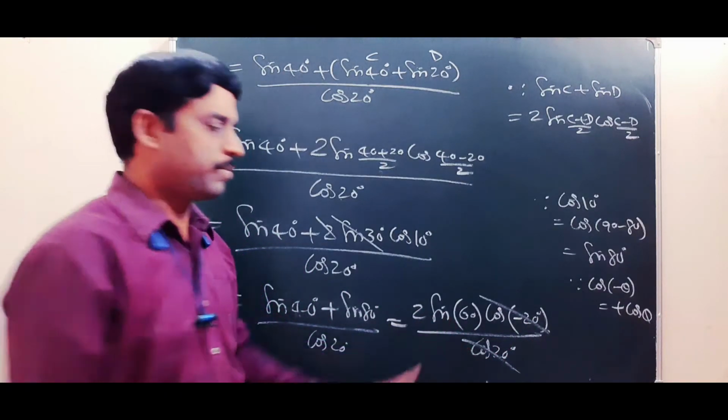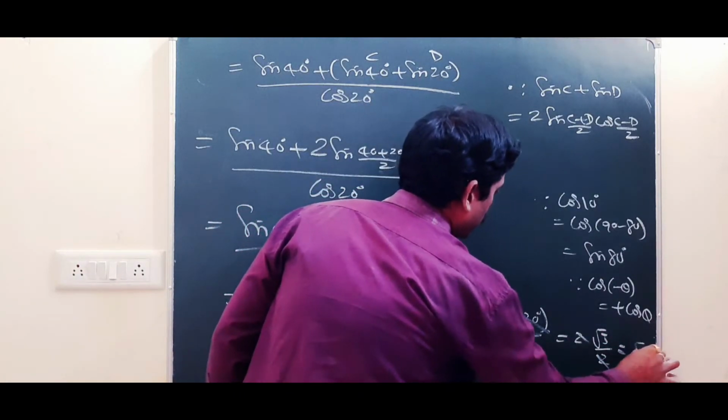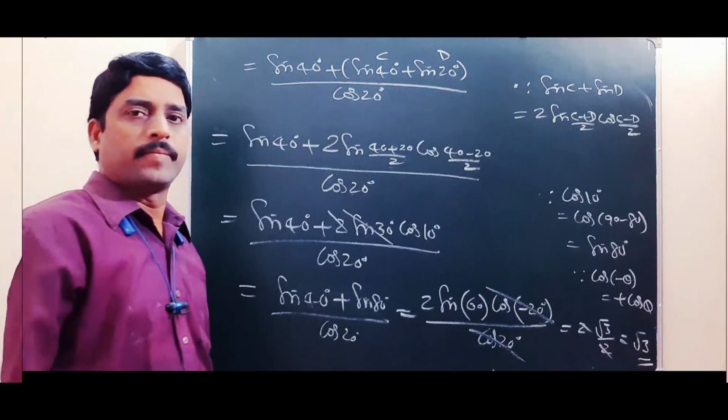Sin 60 value is root 3 by 2. It is going to be 2 into root 3 by 2. The 2 gets cancelled. Answer is root 3.